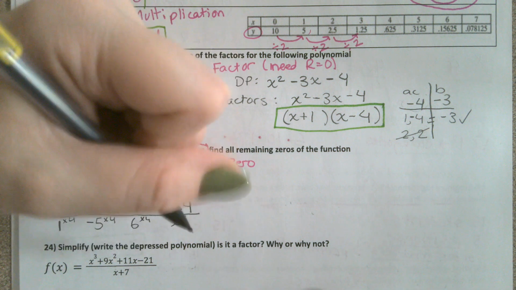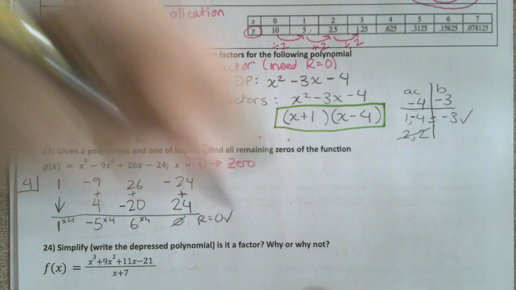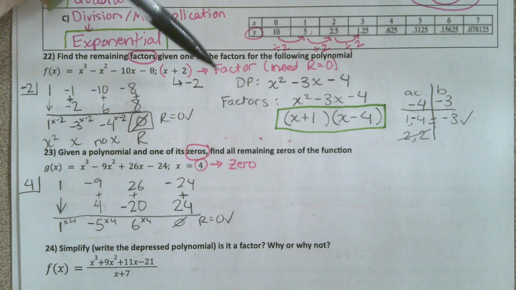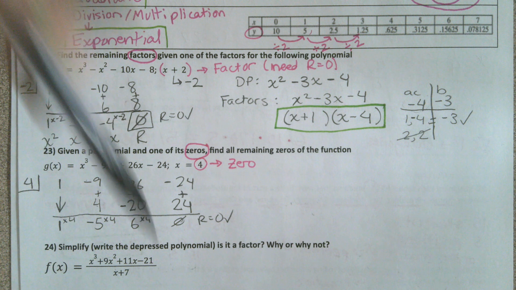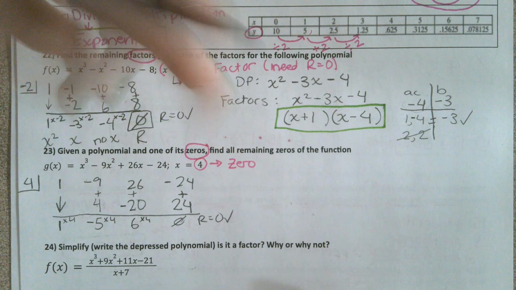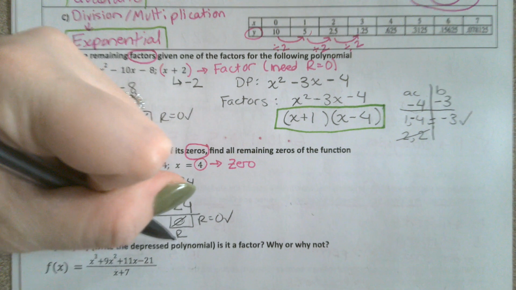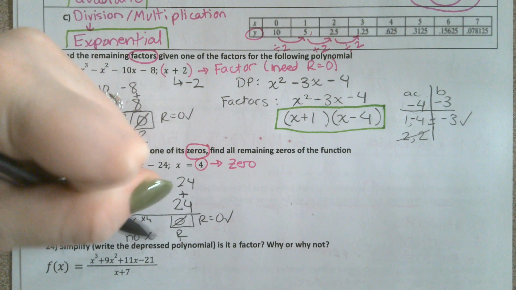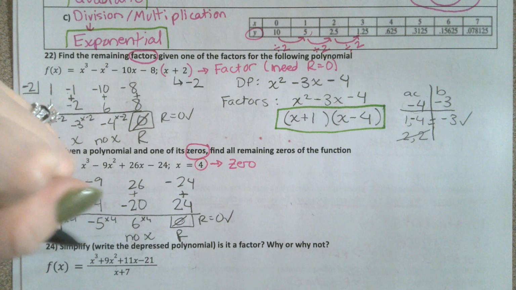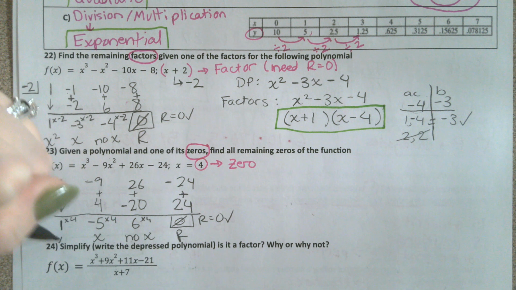Once again, we do need that remainder to equal 0, because a 0 remainder and a factor both imply it works, therefore r has to be 0. That's our remainder. 6 gets no x, -5 gets an x, and 1 gets an x squared.